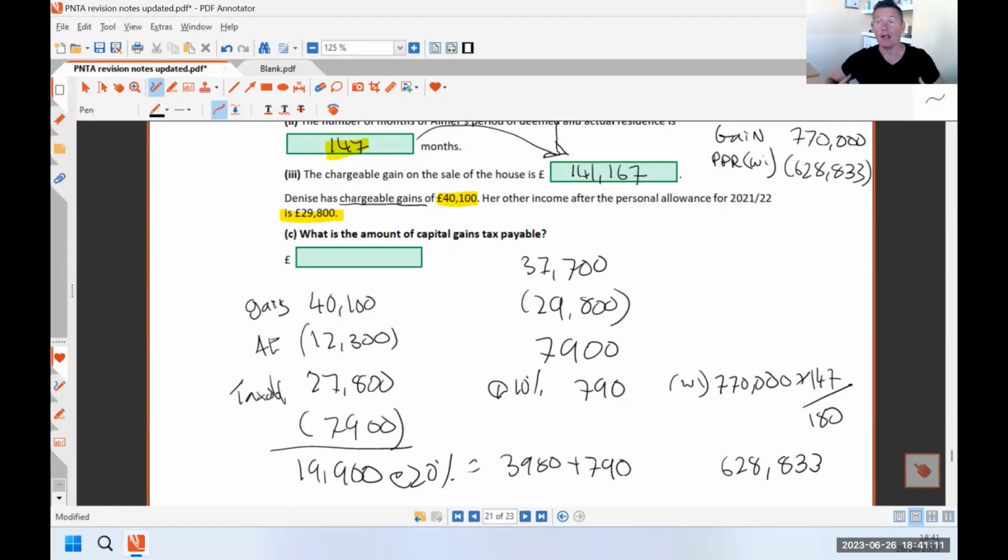It will have to tell you it's a residential property, but it will not say this person's never lived in it, therefore you've got to use these rates. It'll be things like owns a holiday home or something like that. Cool. Any questions on capital gains tax before we move on to everyone's favourite subject, inheritance tax?